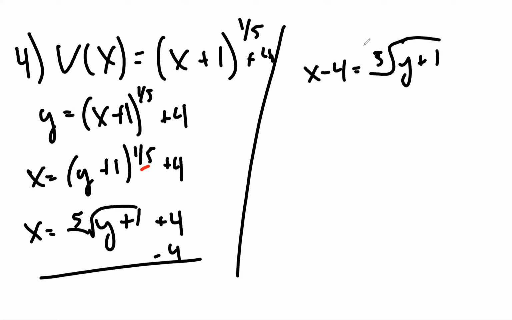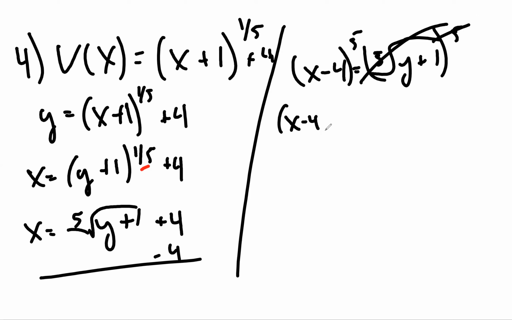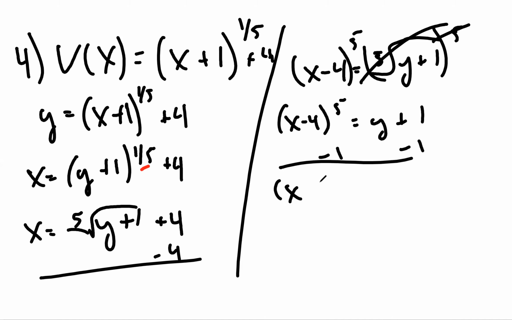Well, in order for me to get rid of the 5th root of something, I have to raise it to the 5th power. The 5th root and the power will cancel. That'll give me (x minus 4) to the 5th equals y plus 1. All right, now I have to subtract 1 from both sides. So I'm going to get (x minus 4) to the 5th minus 1 equals y. And so now I have y all by itself.